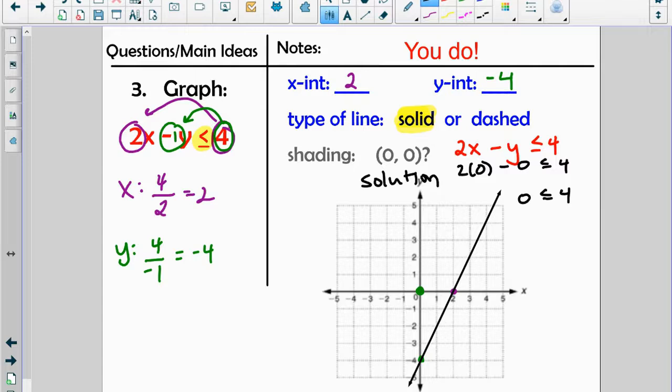So if the origin is a solution, everything else on the same side of the boundary line as the origin is also a solution. So we shade the side that contains (0, 0), because that's where all of our solutions are. And we just shade it in as best as possible. It doesn't have to be perfect. All right, that is graphing the solutions of linear inequalities when it's written in standard form.